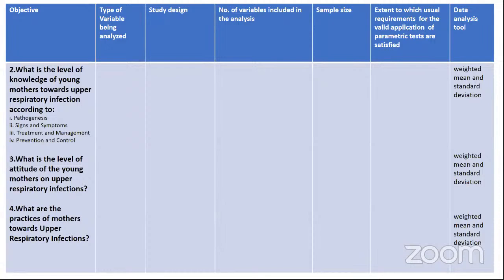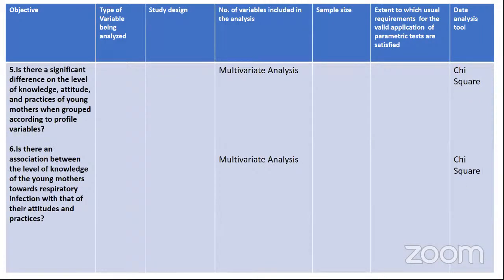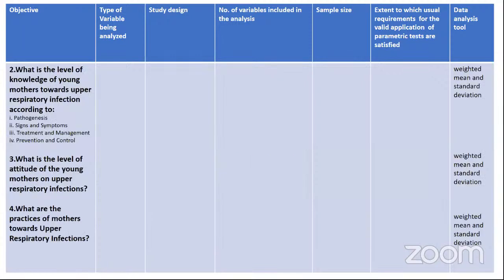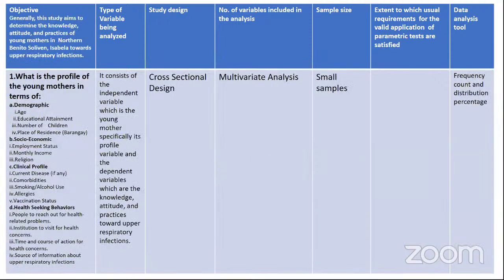Fourth, what are the practices of mothers towards upper respiratory infection? Fifth, is there a significant difference on the level of knowledge, attitude, and practices of young mothers when grouped according to profile variables? And lastly, is there an association between the level of knowledge of the young mothers towards respiratory infection with that of their attitude and practices? So it consists of the independent variable, which is the young mothers, specifically its profile variables, and the dependent variable, which are the knowledge, attitude, and practices towards upper respiratory infection.